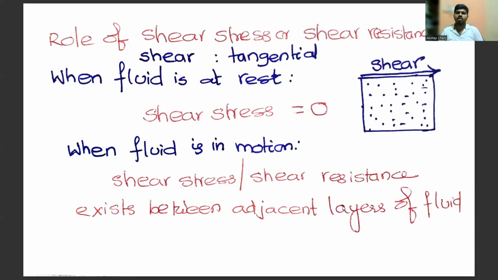How is shear stress formed in a fluid? Because of its different layers. When shear force acts on a fluid, it has some layers, and those layers can act as different shear stresses. So when fluid is in motion, shear resistance exists between adjacent layers of fluid. This is a small introduction to fluid mechanics unit 1.